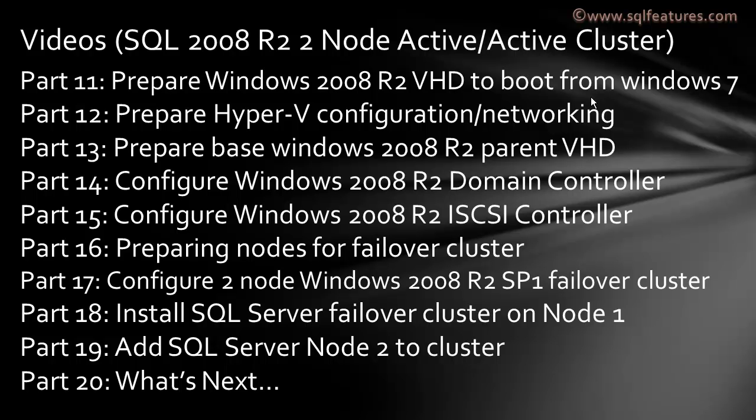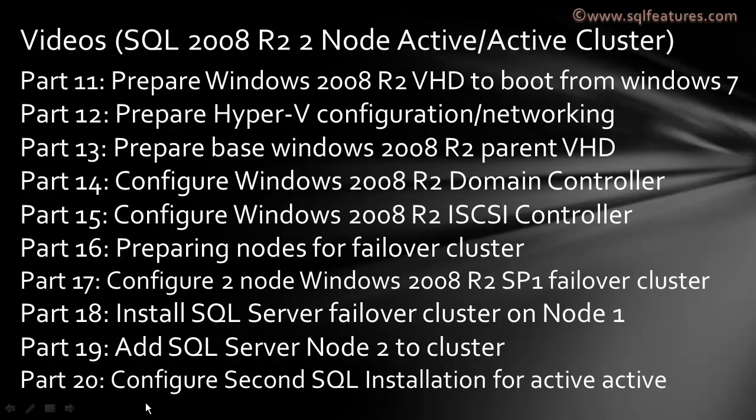On part 18, we'll install the SQL Server failover cluster on node 1, making sure that we do the basic configuration. On part 19, we'll add SQL Server node 2 to the cluster, and we'll talk about making it active passive, and we'll validate it there. And in part 20, we'll configure the second SQL Server installation to make it a real active cluster, and validate that failover works as expected. Alright, let's jump on to part 11.